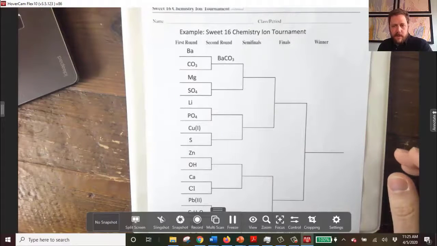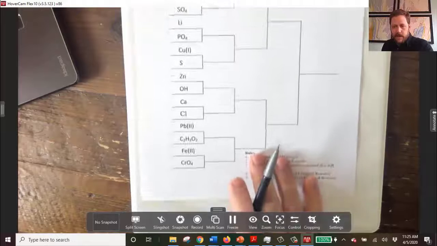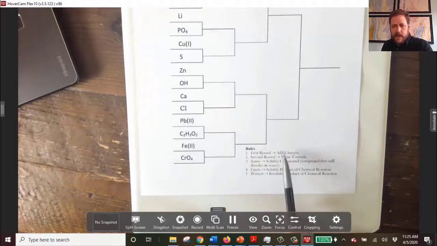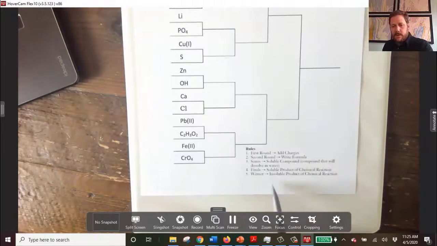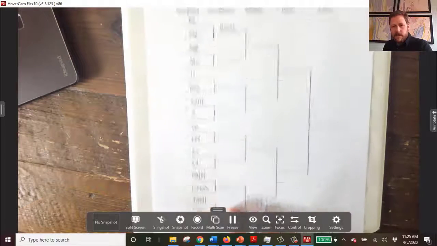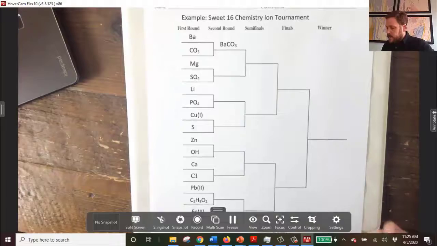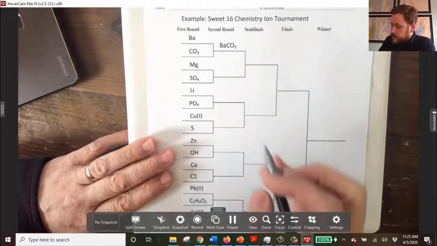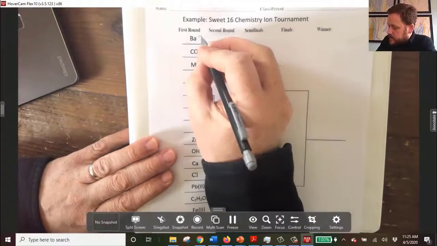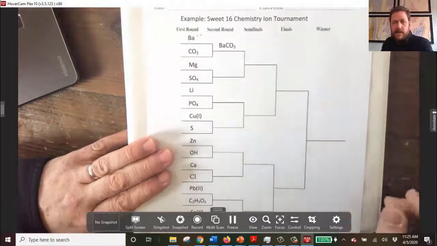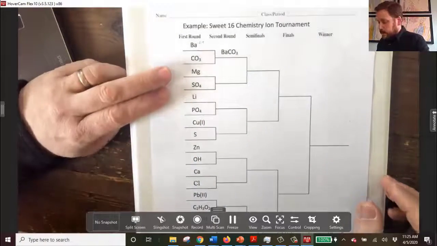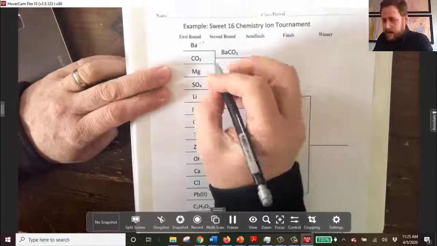The rules are in the bottom right-hand corner. It says in the first round we add charges. In the second round we write the formula. And then I'll show you how the semis and finals and the winner is determined. In the first round we're going to add charges. Barium is, for instance, going to be a +2 cation because it's a group 2 alkaline earth metal. The carbonate anion is what's referenced here.